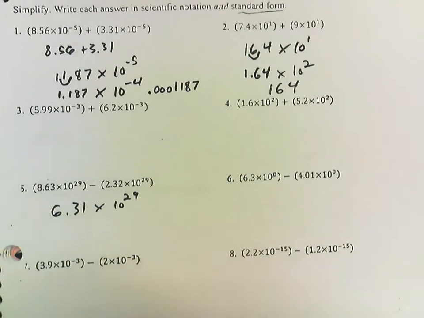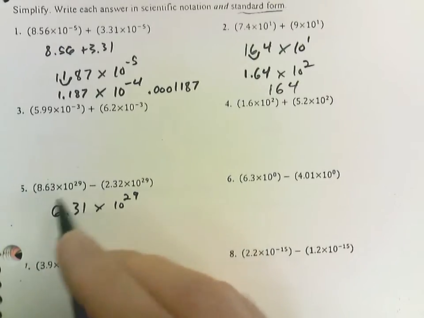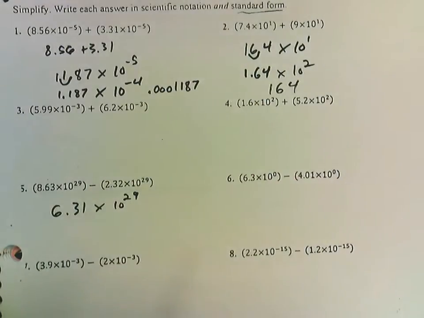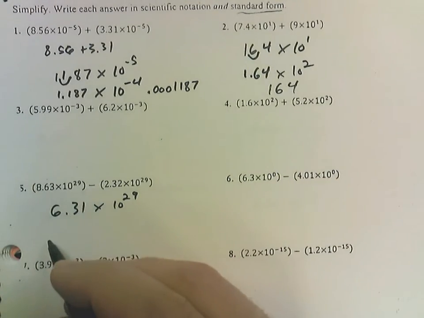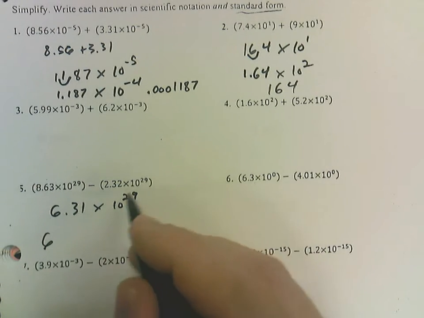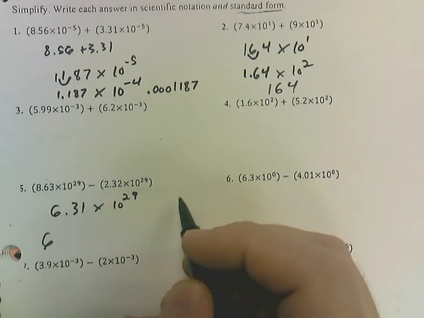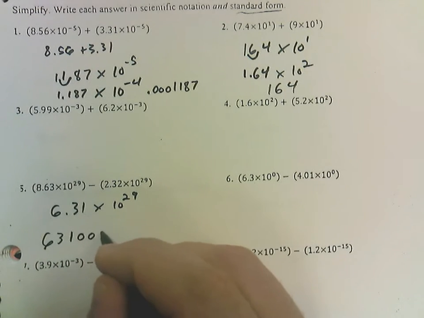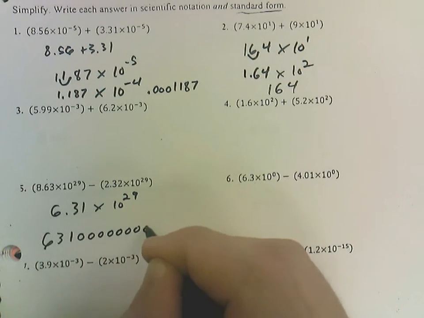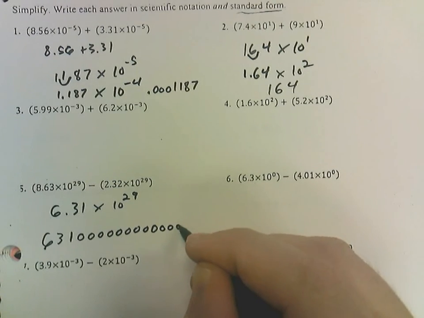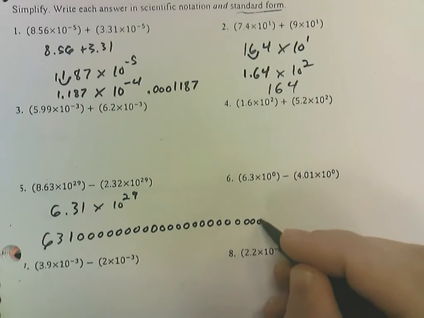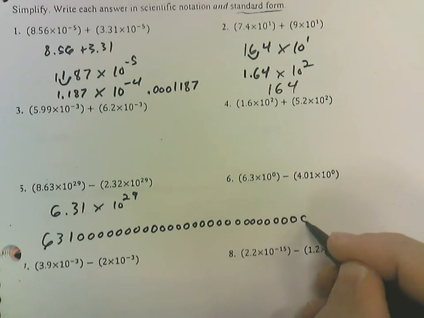Since it wants it in standard form, I guess I'll do it. But this is in scientific notation, right? This is bigger than 1 and less than 10, so I don't have to do any adjusting like I did up here. I just have to write this in standard form now. So it's going to be 6, and then it's going to become a big number because it's a positive exponent, so it's going to move to the right 29 times. So 1, 2, 3, 4, 5, 6, 7, 8, 9, 10, 11, 12, 13, 14, 15, 16, 17, 18, 19, 20, 21, 22, 23, 24, 25, 26, 27, 28, 29.